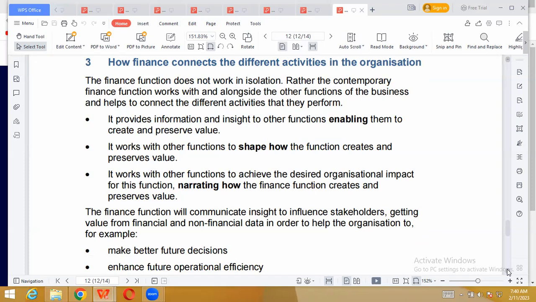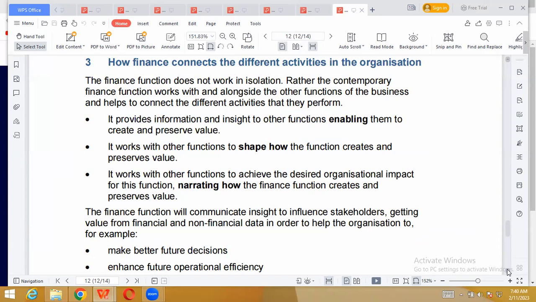We have already looked at how the finance function does not work in isolation. So the finance function does not work alone, right? Rather, the contemporary finance function works with and alongside other departments or other functions within the organization. So it actually helps to connect the different activities that the organization performs.